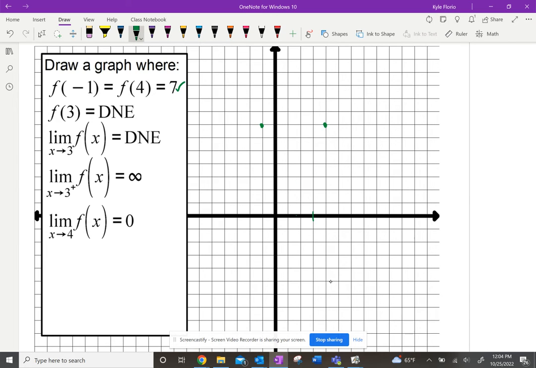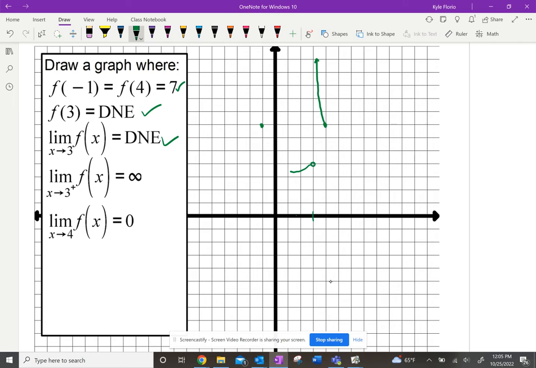So, maybe I have an asymptote here, and maybe I'll start it at that point. And then maybe I'll put a hole here. So right now, f of 3 does not exist as we wanted, and the limit as x approaches 3 does not exist. Right? The right is going to infinity, the left is going to 1, 2, 3, 4, it looks like.